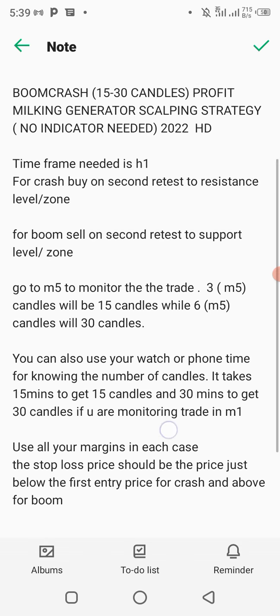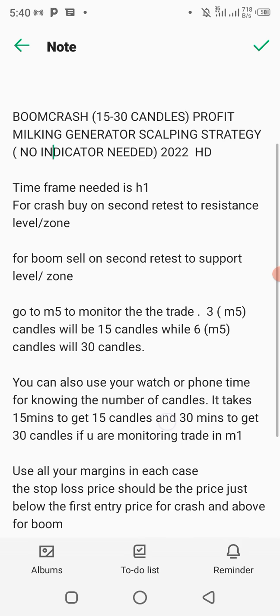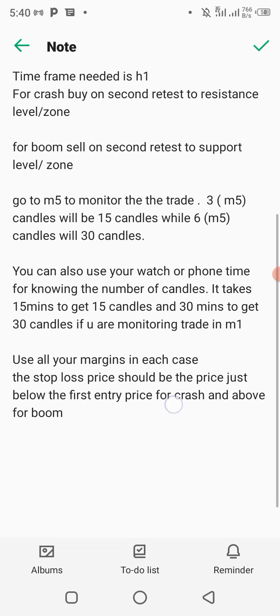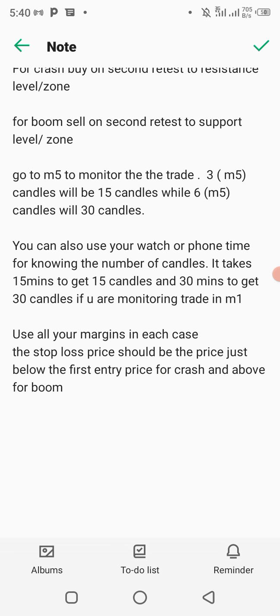Before I go to the main chart, I want to read out this. The time frame needed is 1 hour. For Crash, buy on the second retest to the resistance level. Are you getting this? Second retest, don't buy on the third, because there is high probability that on the third it will be a breakout. For Boom, sell on the second retest to the support level zone. I will explain this on the chart. It must be the second retest, okay? Go to M5 to monitor the trade.